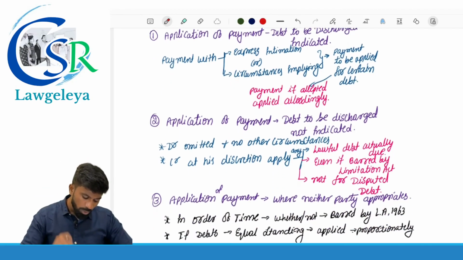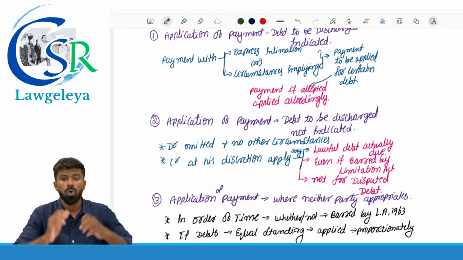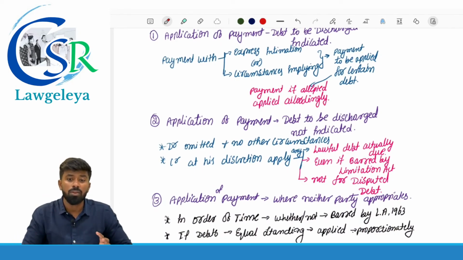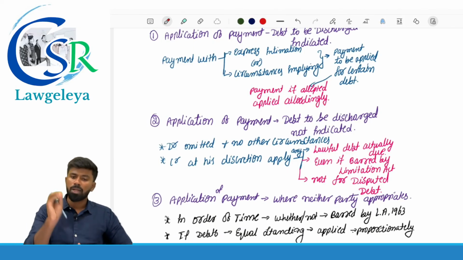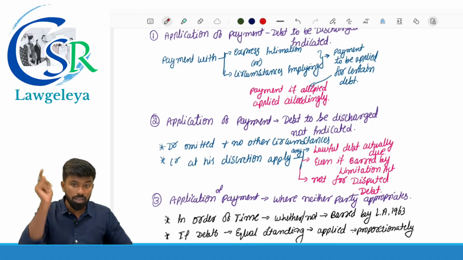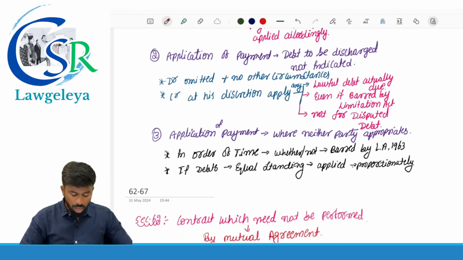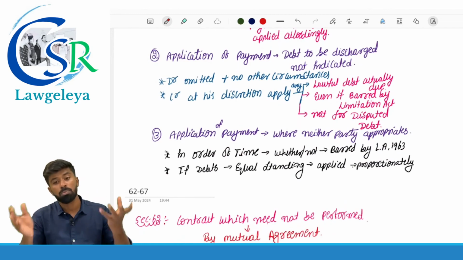Second one, where the debtor omitted to intimate, or there are no other circumstances to indicate that it is paid towards any debt, then the creditor at his own discretion can apply the payment made towards which debt? Any lawful debt actually due, even for a time barred debt. But however, they cannot apply towards which debt? Disputed debt.